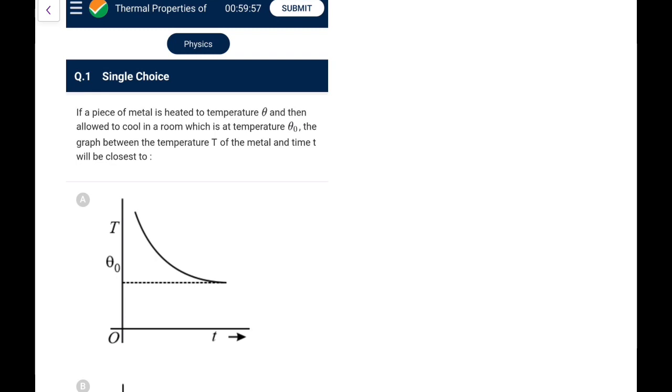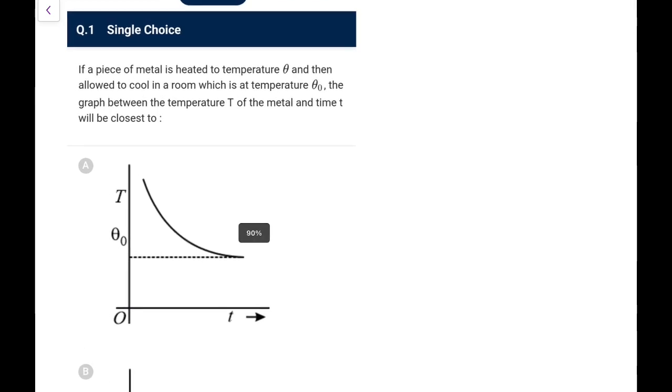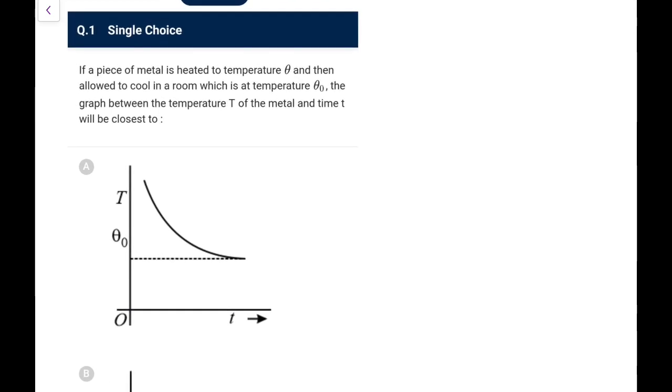Now question number 1. If a piece of metal is heated to temperature theta and then allowed to cool in a room which is at a temperature theta naught, the graph between the temperature of the metal and the time t will be. So you know that the rate of cooling is directly proportional to the difference of the temperature between them. So as the time passes, this difference theta minus theta naught decreases. So we need a curve whose slope is decreasing, and ultimately at infinite time, or after a long time, when t tends to infinity, this theta must tend to theta naught. So these are the things that we should remember.